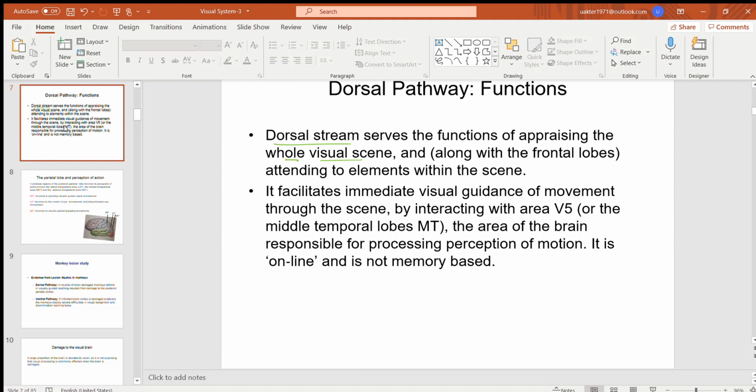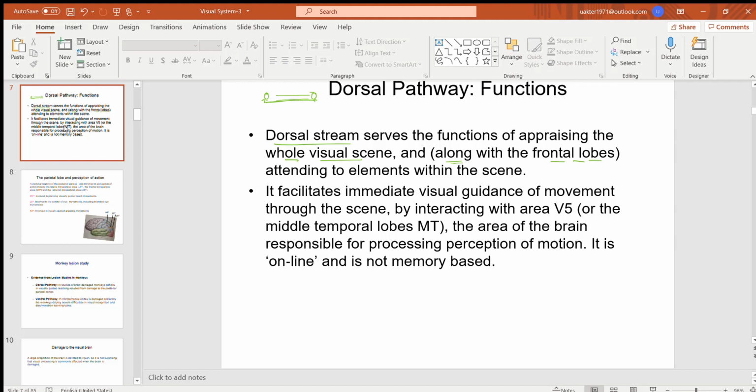Okay, and the dorsal pathway works along with the frontal lobes, because frontal lobes are very much related to attention. So when you see something moving from here to here, the motion, you need to follow it, right? So you have to pay attention to where it is moving from and to. You need continuous attention to watch that object's motion, how fast, how slow, if it is getting faster or slower. So all that information you need to keep up to date. That's why the frontal lobes are more involved with the dorsal stream functions.